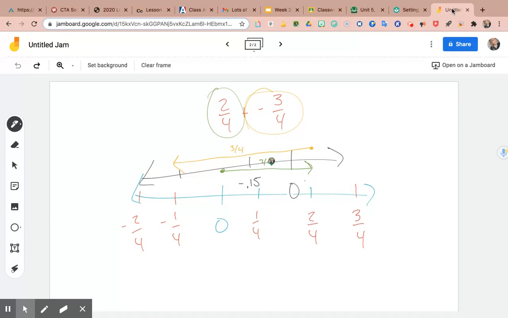And so your answer is going to be where you leave off. Oops, I don't know why that's right there. Oops. Sorry, guys. I don't know why that black line's there.